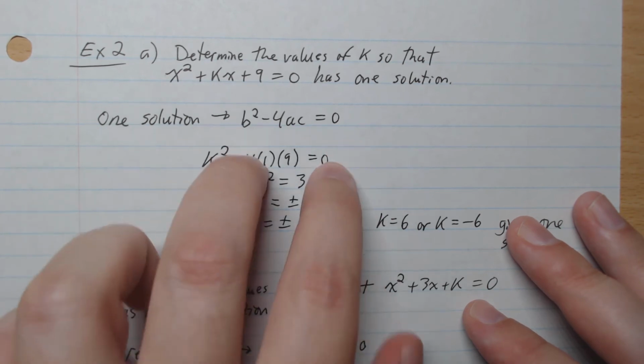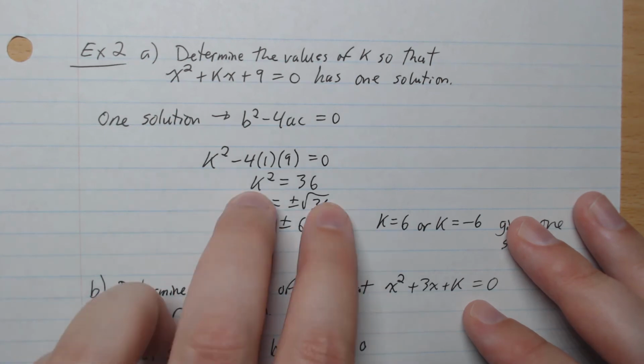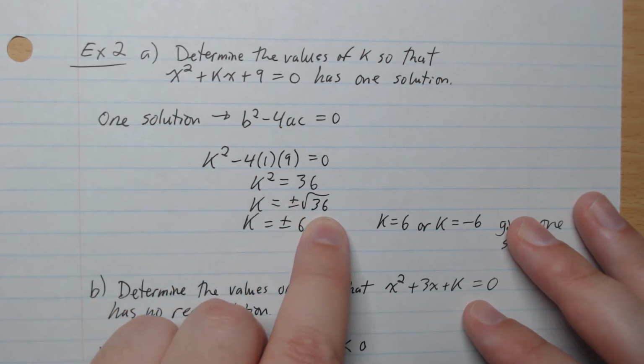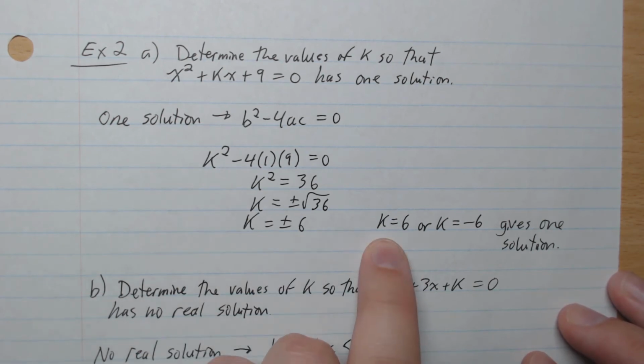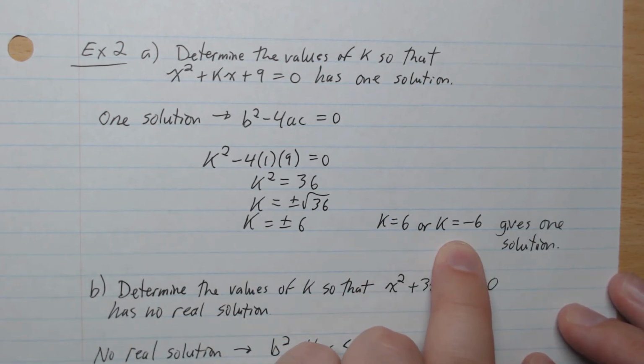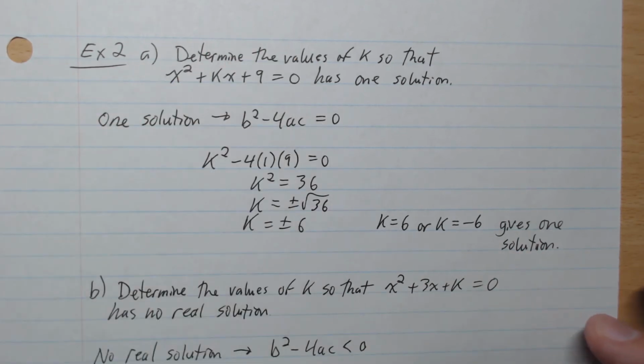So we're going to go plus 36 to both sides. So we have k squared equals 36. Square root both sides. So we got plus minus root 36, which is plus or minus 6. So we have two cases. K equals 6 or k equals negative 6 gives one solution to this quadratic equation.